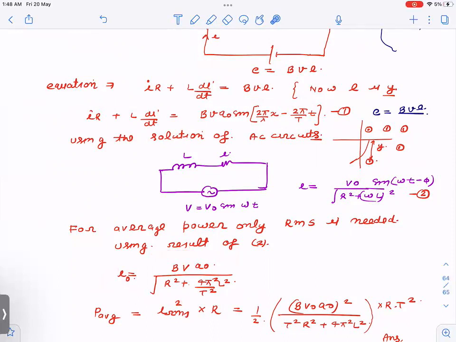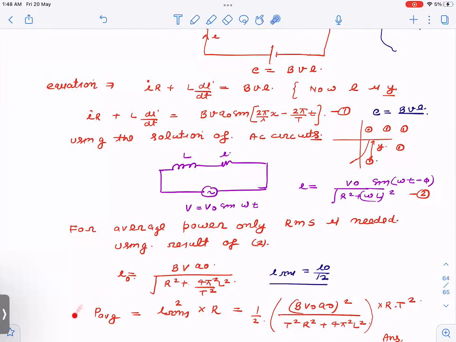So I naught will be what? From this, V naught is vBA naught, right? Divided by root of R square plus omega square L square. What is omega? 2 pi by T, right? So 4 pi square by T square, L square. This is I naught. I RMS will be I naught by root 2. So I RMS is equal to I naught by root 2.